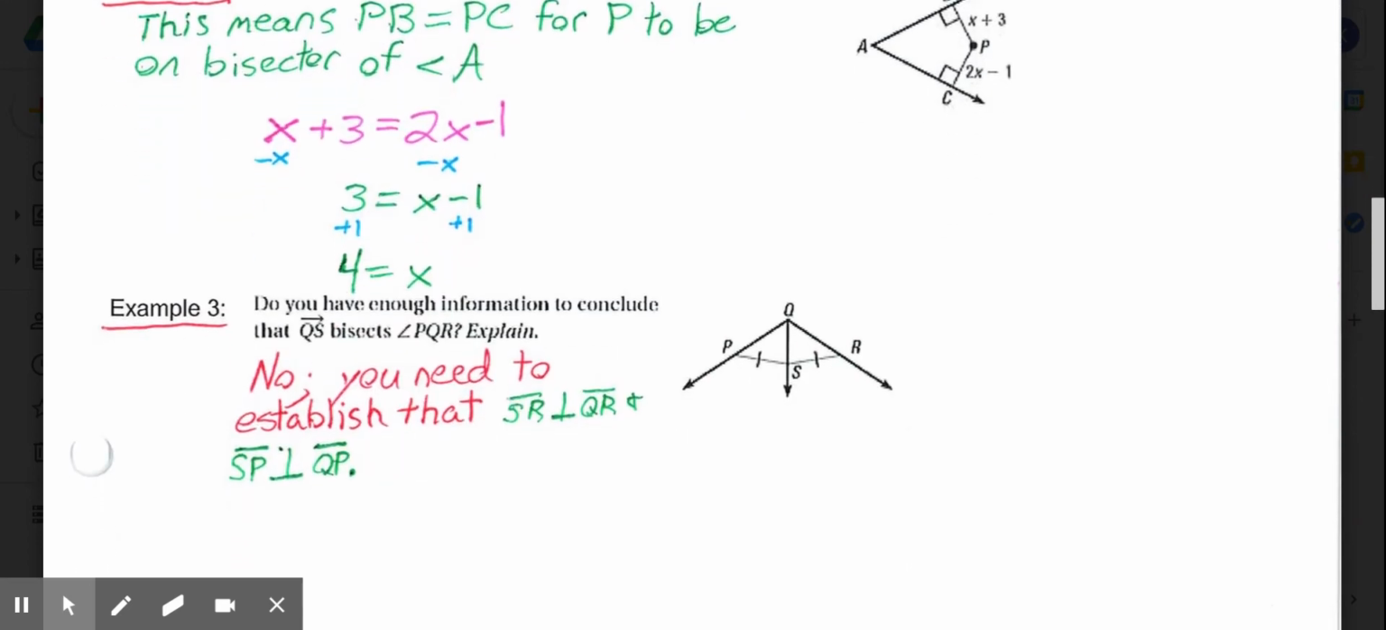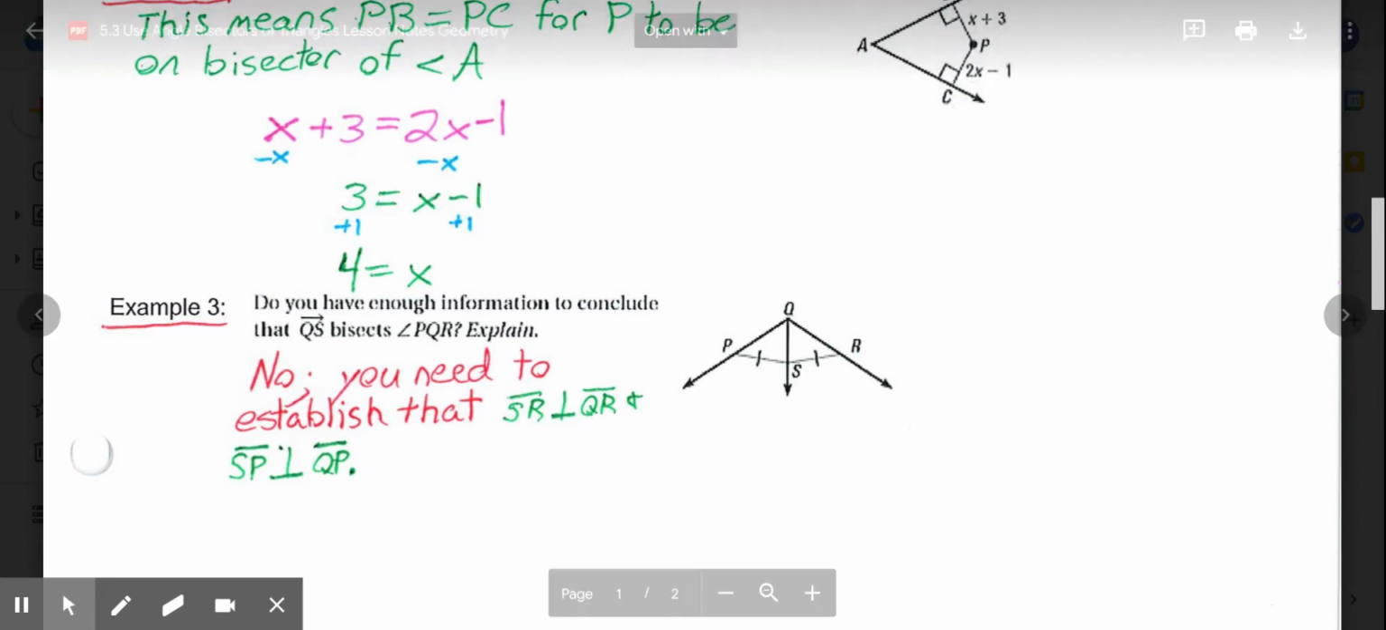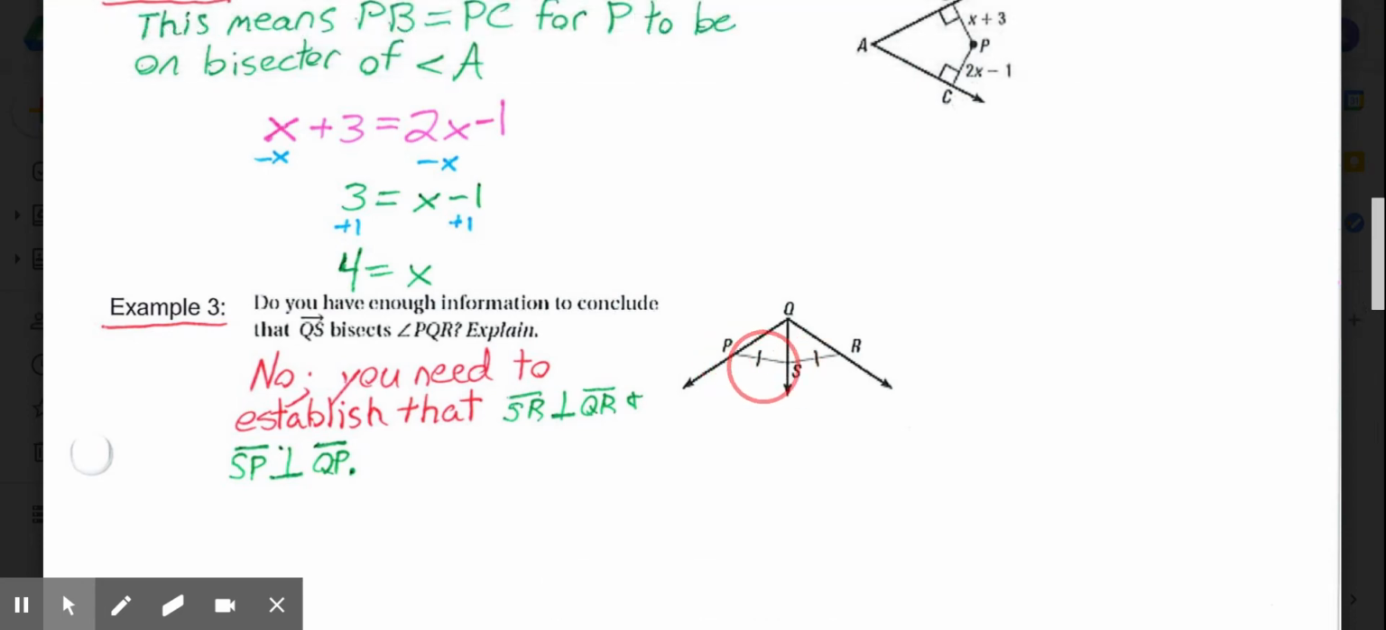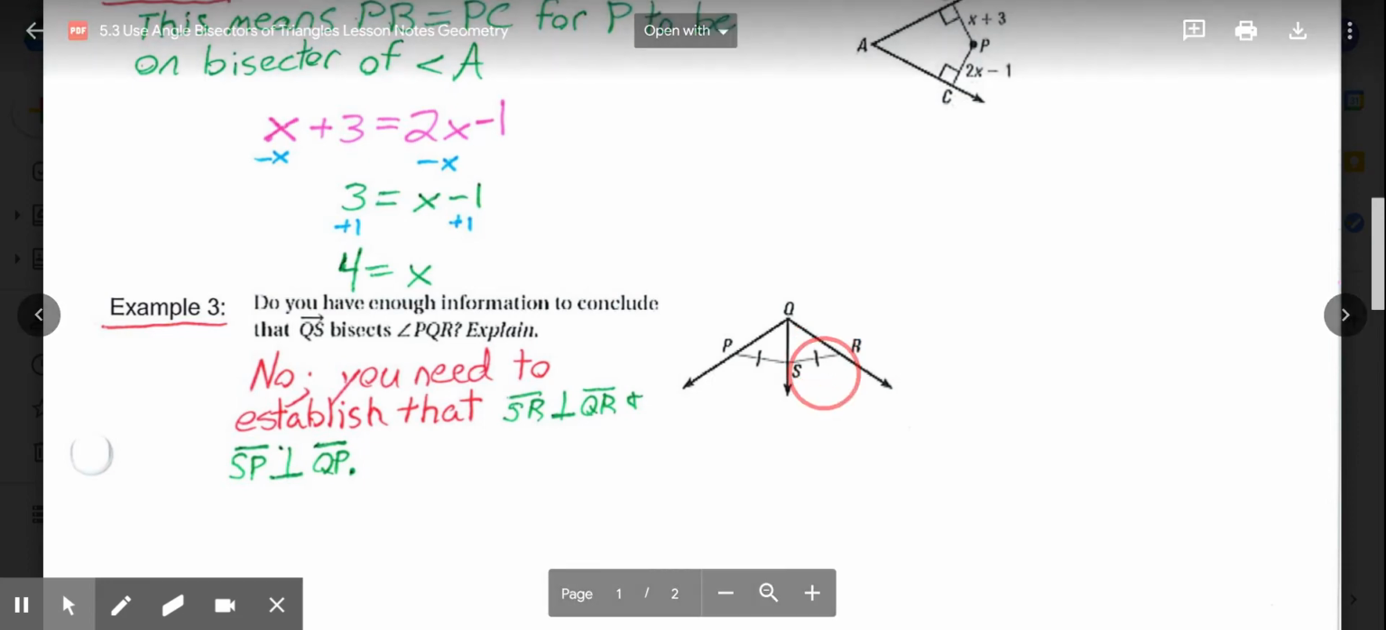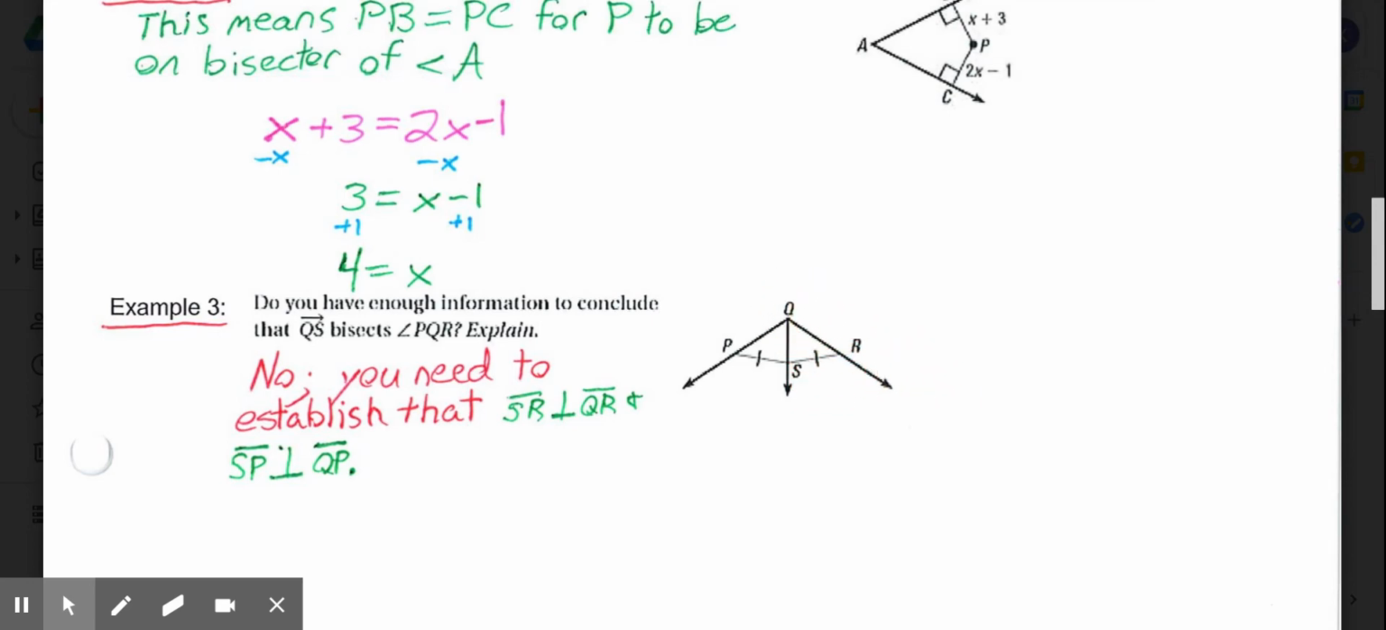And then example 3. Do we have enough information to conclude that ray QS bisects PQR? And in this case, no, we do not. Even though they tell us SP is congruent to SR, what we also need to establish is that segment SR is perpendicular to QR and that segment SP is perpendicular to QP. If we don't know that 90 degree angle here and here, we don't know if these angles were at the same measure, so we don't know if it's truly equidistant.